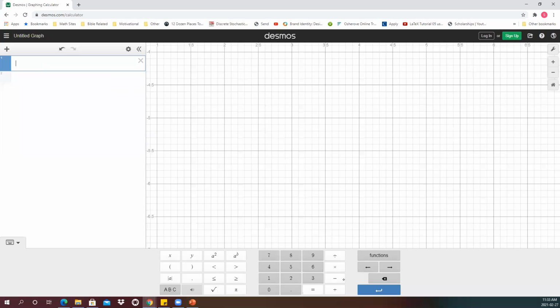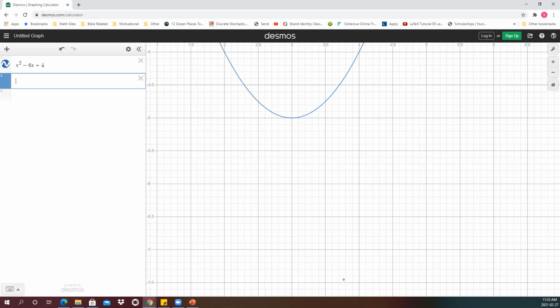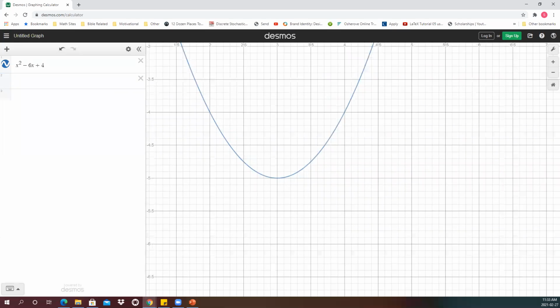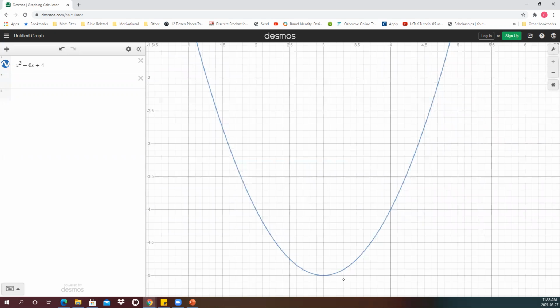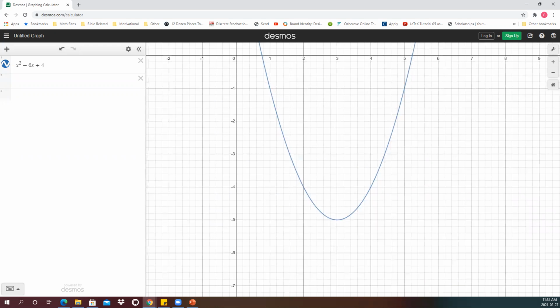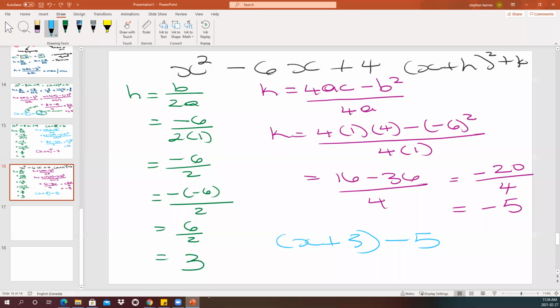So this is x squared minus 6x plus 4. Great. So this is it. So minimize it a bit. All right. So we got negative 5 for our minimum and positive 3 for our line of symmetry.